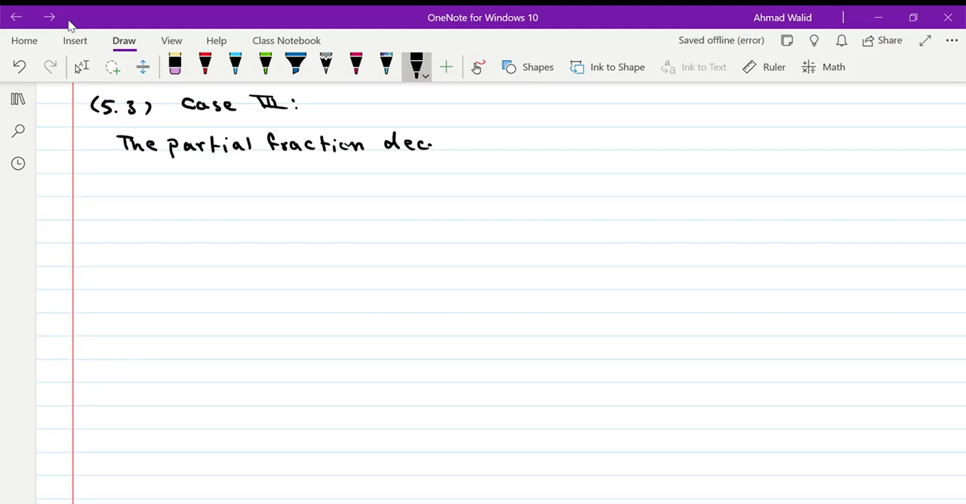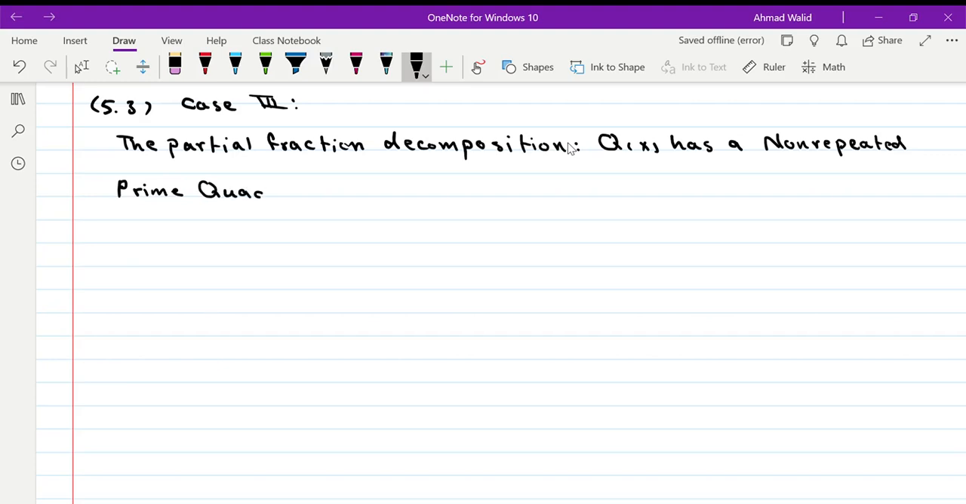decomposition when your q of x has a non-repeated prime quadratic factor. It's really important, the word prime.